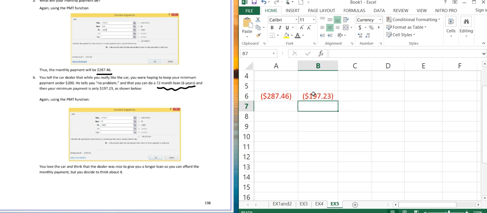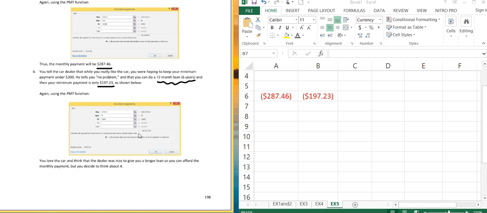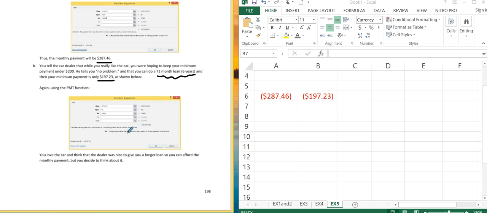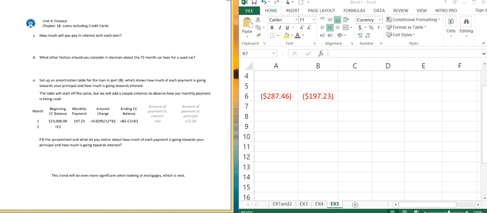So now I'm down to a magical $197.23. So it seems good, right? I'm under where I want to be, and car dealers are really good at making it work like that. But let's think about how much we'd pay in interest with each loan. In the first situation, let's think about the total. I'm not going to make a table here or anything yet. I'm just going to first figure out my total.